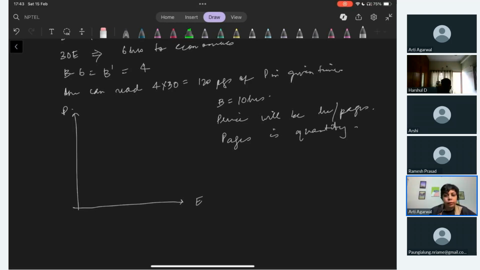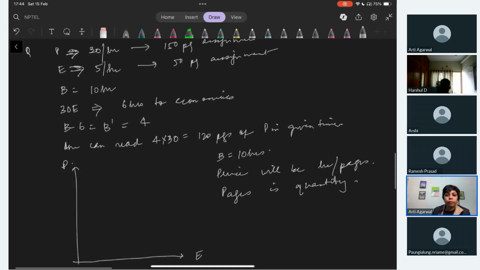Does this make sense? Why will it be hour per pages? Because the constraint is on hours, right? Pages, you have to read a certain number of pages, but she has only a limited amount of hours. So how much time she's dedicating to each subject is like the price, right? So if we are given the rate at which she's reading, but you take the inverse or reciprocal of that, that gives you hour per pages.